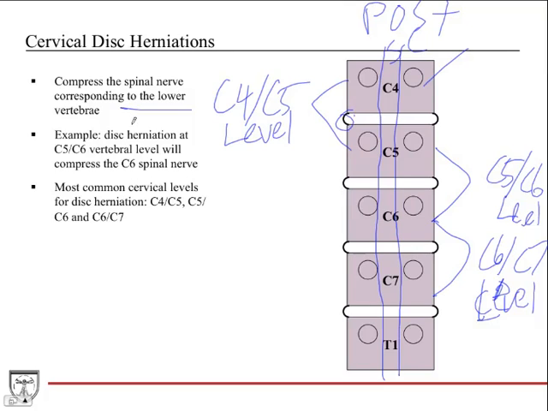So let's talk about an example here. We've got a disc herniation at the C5, C6 level. So that's this level here. We're talking about this disc. So if we draw a disc bulge in like this, okay? We'll draw a nice big disc bulge. So that's a disc herniation right there.